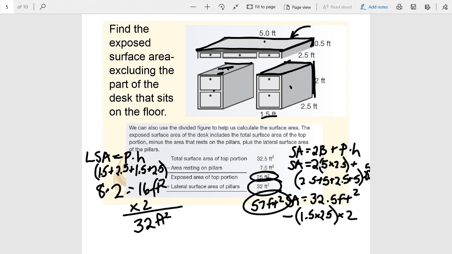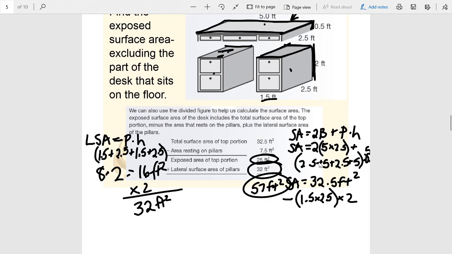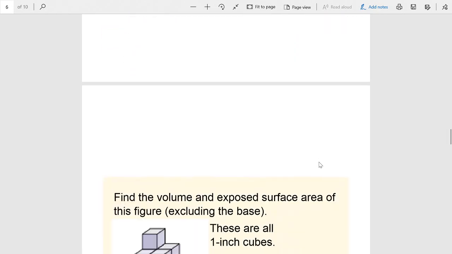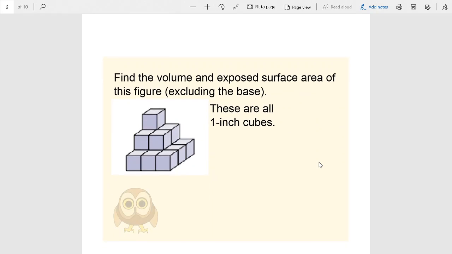Definitely takes a lot more work for surface area, but a very good thing to know because we use it so much in real life to figure out how much area do I actually need to cover. Let's try another problem here, a little bit different. So it says find the volume and exposed surface area of the figure, excluding the base. So the base of this, the base of 3 by 3, we're not going to count in it because we can't see it. It's not actually exposed.